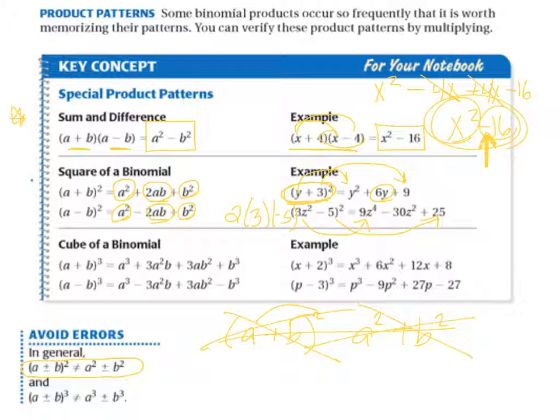Cube of a binomial, not one that I've even memorized all that well, but a plus b cubed is a cubed plus b cubed, and in the middle I have 3a squared b and 3ab squared. And if you have the difference of a perfect cube, cube the beginning minus cube the end, and then minus 3a squared b plus 3ab squared. When it's plus in the middle, all of them are plus. When it's minus in the middle, I actually alternate: minus, plus, minus.